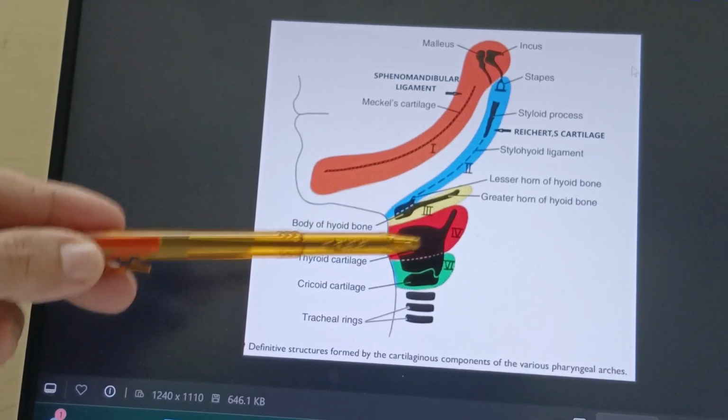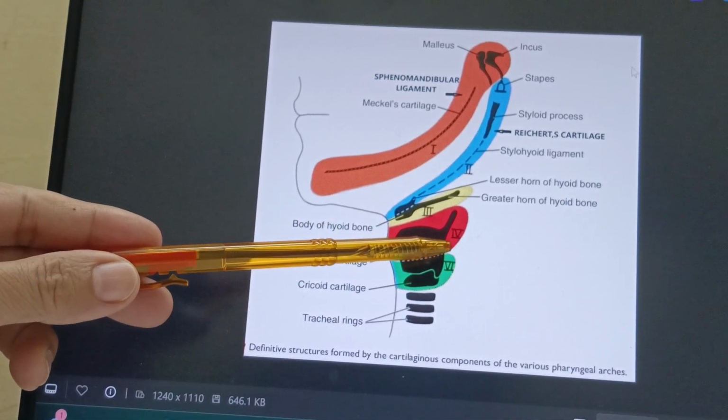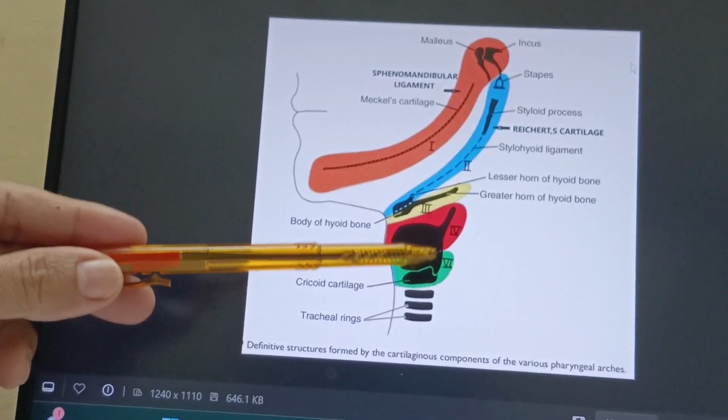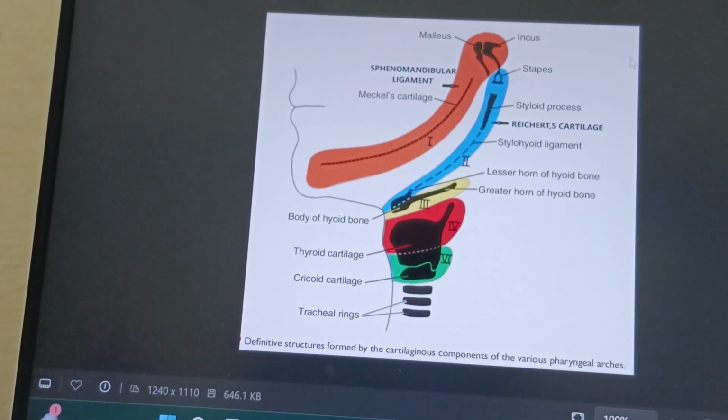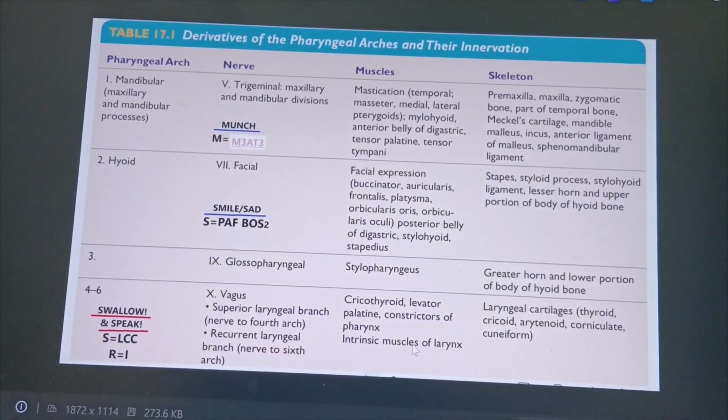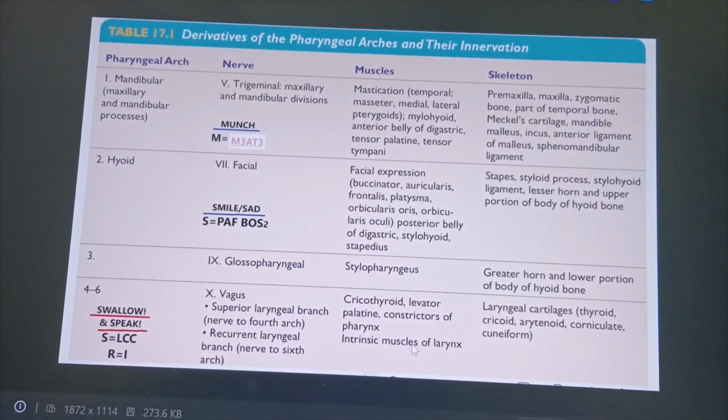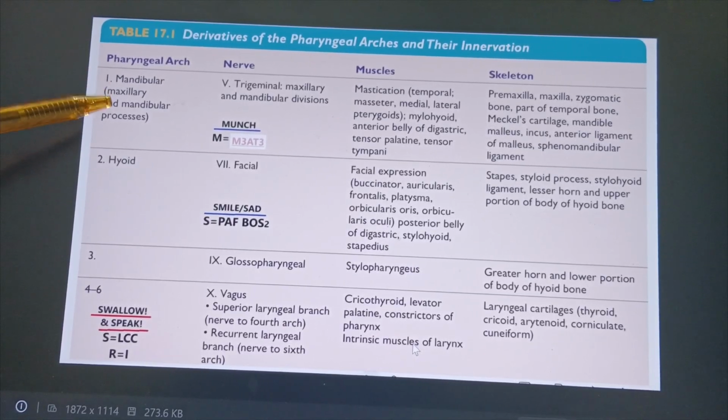And if we see them posteriorly, the arytenoid, the corniculate, the cuneiform are also formed by the combination of this fourth and sixth pharyngeal arches. Okay. Now concentrate on this chart showing the derivatives of pharyngeal arches. So the first arch, called the mandibular arch, consists of two processes, the mandibular and the maxillary.